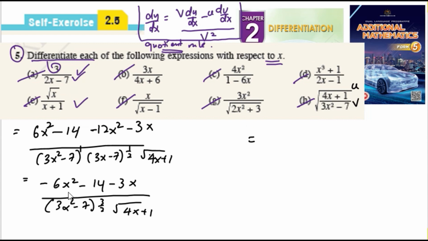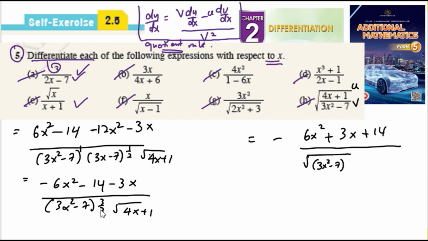Which is equal to, so you see everything here is negative, so you can take negative out and everything here will be positive. So 6x squared, so I just arrange, 3x plus 14 divided by, so you see power 3 over 2 means the square root of (3x squared minus 7) cubed, and then this one is power of 3 times the square root of 4x plus 1.